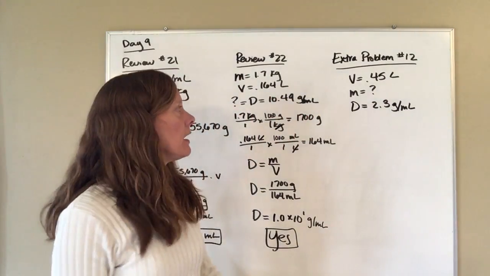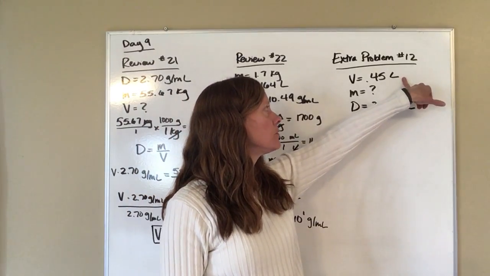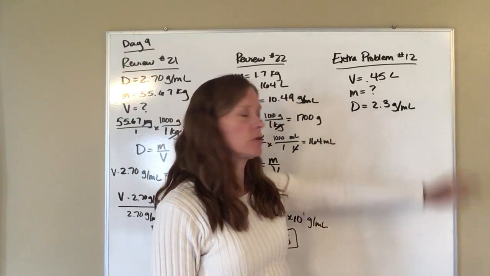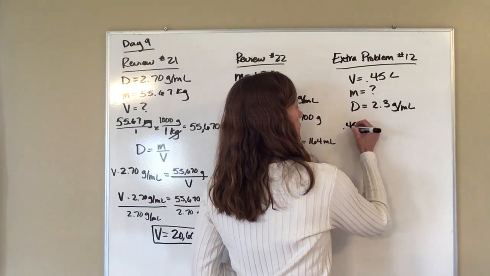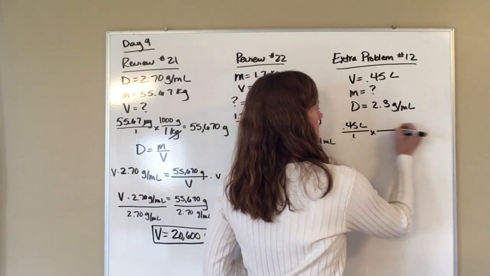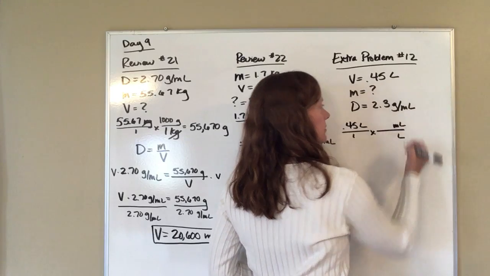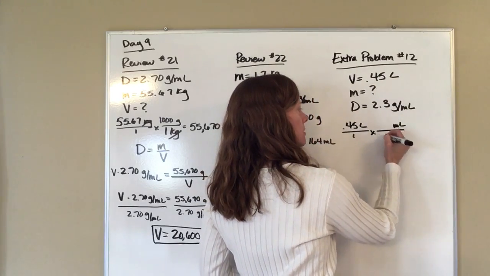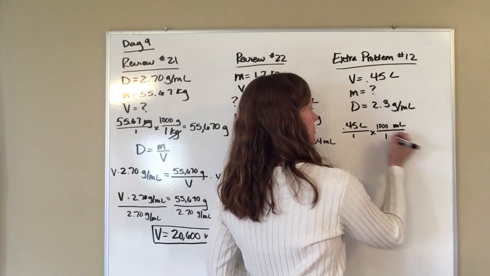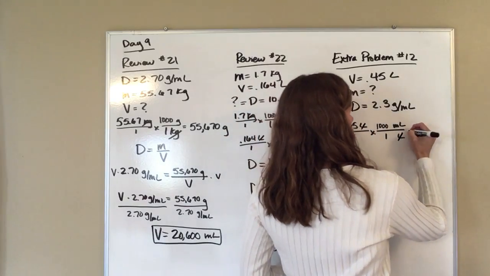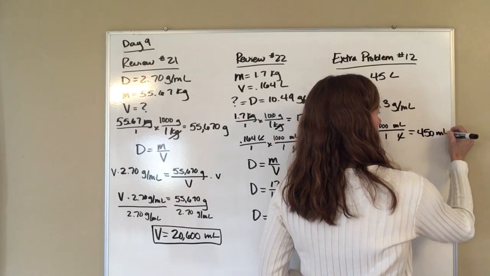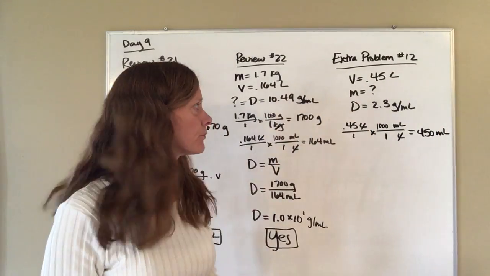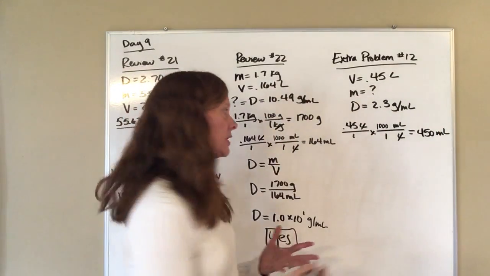Okay. Once again, my units in my volume do not match the units in my density, so I'm going to have to convert. So I have 0.45 liters. I need to convert liters to milliliters so that it matches my density units. 1 liter is 1,000 milliliters, so this cancels. And if I multiply that, I will have 450 milliliters. Okay? So now I'm looking for mass.